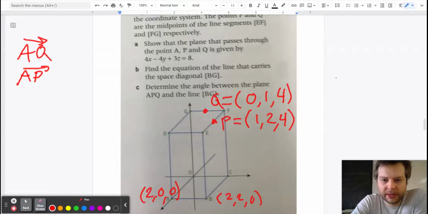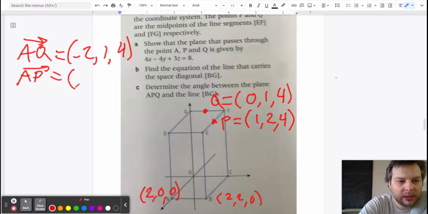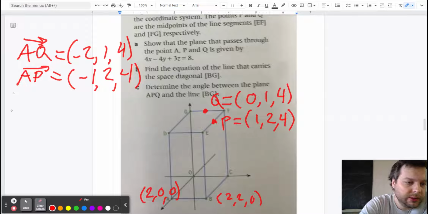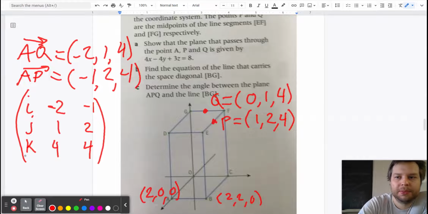Right. So AQ is, we went down 2, we went up 1, we went up 4. AP looks like we went down 1, up 2, up 4. So now you know what we're going to do. We're going to cross product those because we want to find a vector that is normal to both of those vectors so that we can write our plane equation.